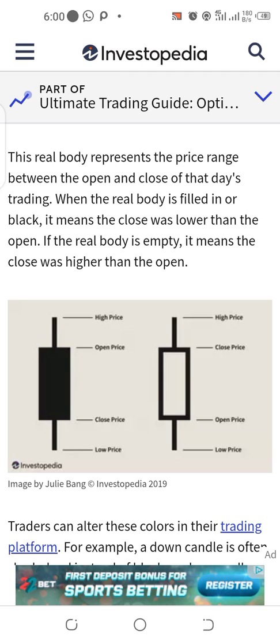This real body represents the price range between the open and close of that day's trading. When the real body is filled in or black, it means the close was lower than the open. If the real body is empty, it means the close was higher than the open. Look at the two candlesticks now.